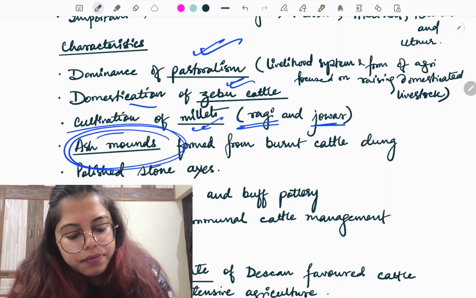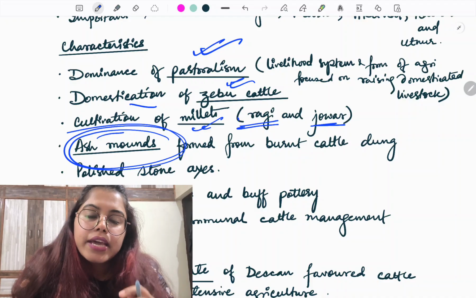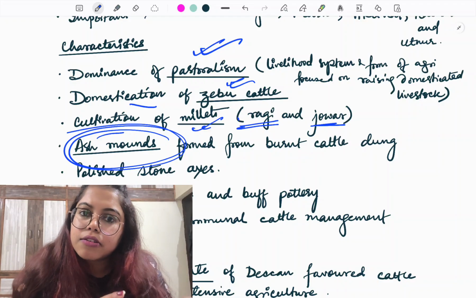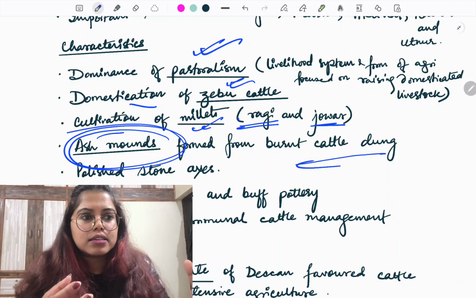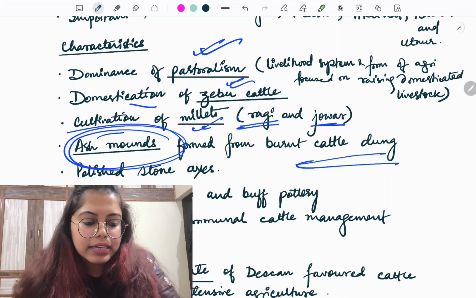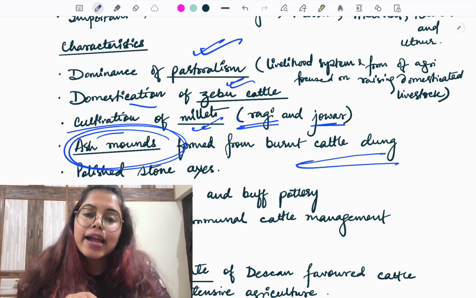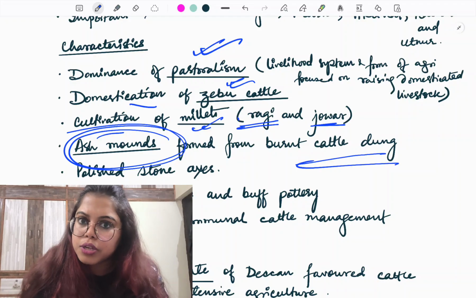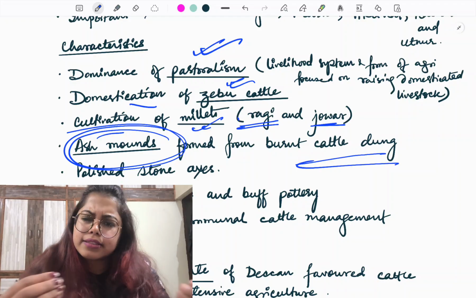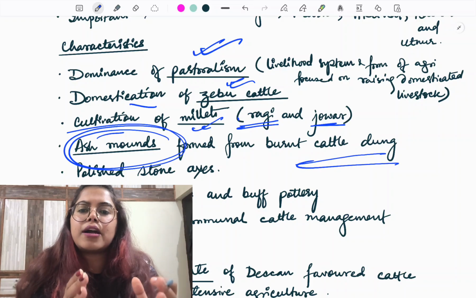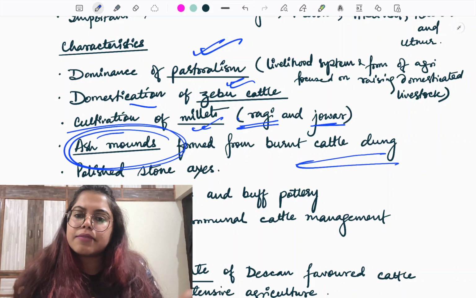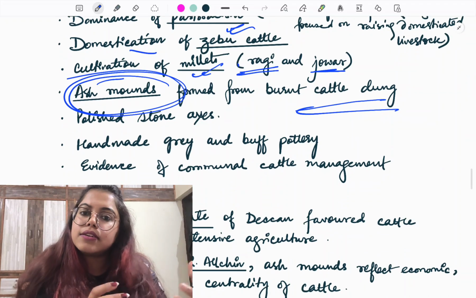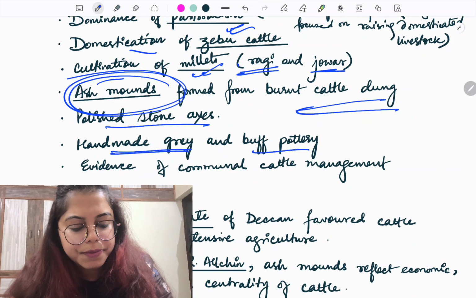Then there are ash mounds, a very important characteristic feature of Deccan India. Ash mounds are important. Why? Because with pastoralism, a lot of dependence was on livestock and cattle. It is said that the cattle dung was accumulated in one place and set on fire. Maybe it denoted some cultural community event, or anything that basically shows it was a central part of their culture. So the ash mounds that have been found are mostly the remains after burning the cattle dung. So this is an important feature.